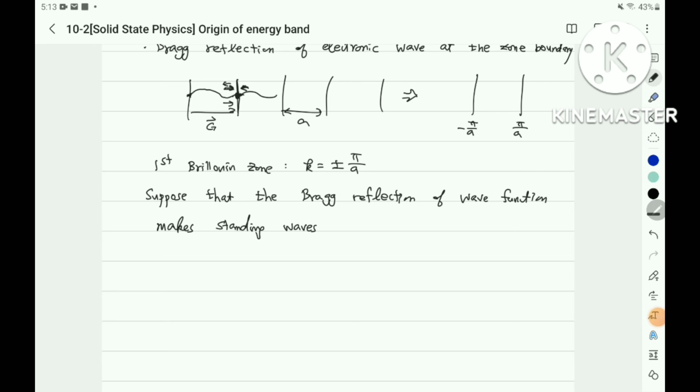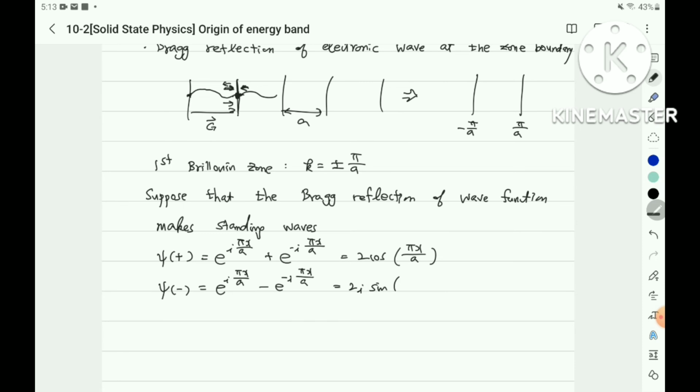Then let's suppose that the wave function for the right traveling wave is exponential i pi x over a plus exponential minus i pi x over a. It is 2 cosine of pi x over a. And the minus wave is exponential i pi x over a minus exponential minus i pi x over a. It is 2i sine of pi x over a.